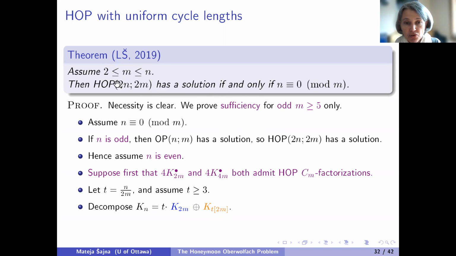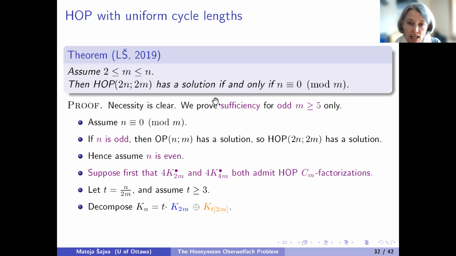So here's a reformulation of the result. HOP with the uniform cycle length M has a solution if and only if M divides N. So the cycle length divides the number of participants. The necessity is of course clear. We need the number of vertices to be divisible by the length of the cycle.